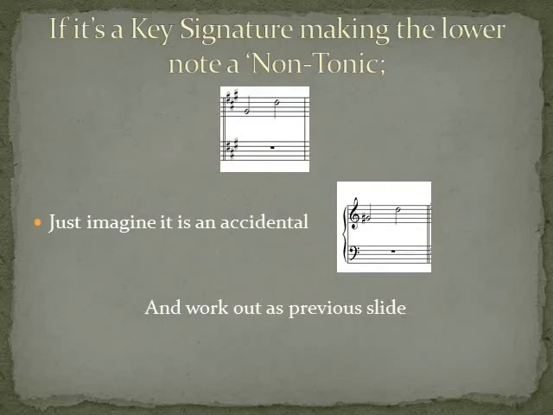Don't forget, if it's a key signature making the lower note a non-tonic, such as this example where the lower note is G sharp due to the key signature, just imagine that it was an accidental and just work it out like the previous slide.